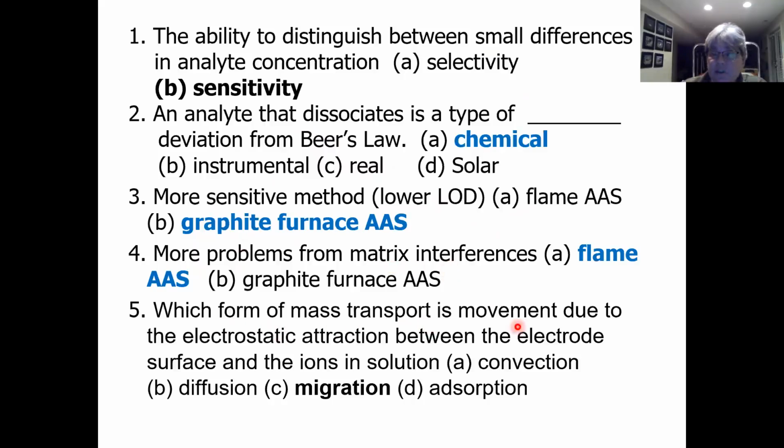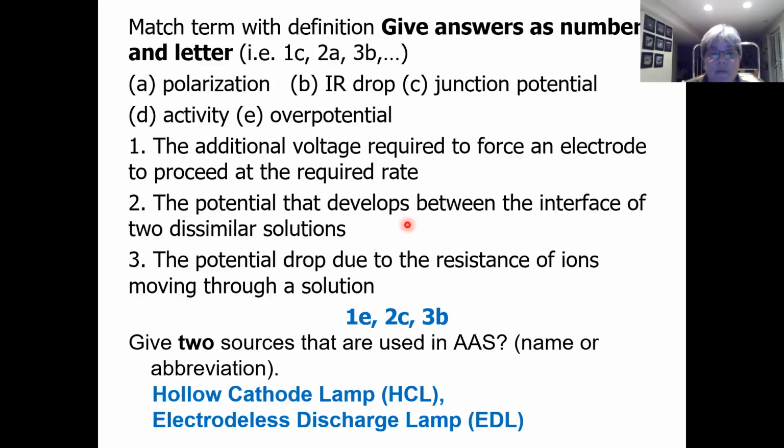This one, which form of mass transport is movement due to electrostatic attraction between electrode and ions? That's migration. But you should also know what is convection, what is diffusion. Adsorption has nothing to do with mass transport. So when I say 80%, that means looking at all the concepts, realizing that things can be asked different ways, and there's other information there that you should know about.